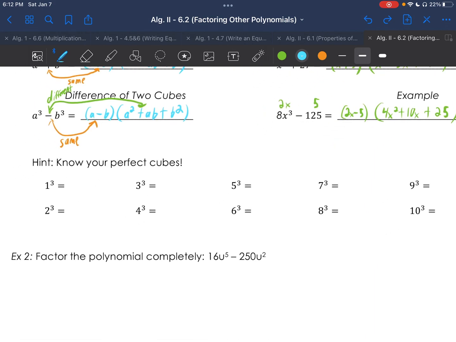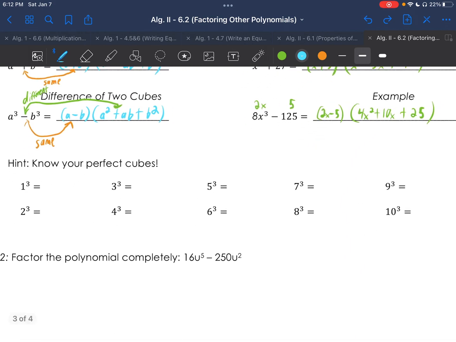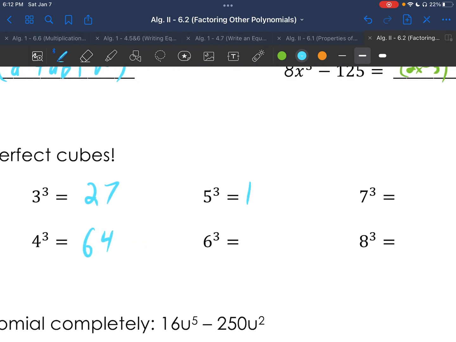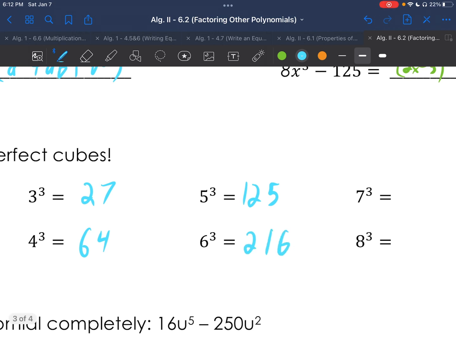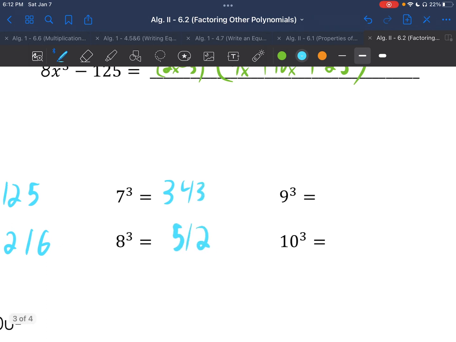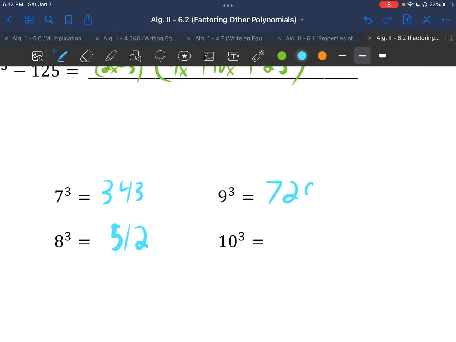Alright, so it can be very helpful to know your perfect cubes, but if you don't have them memorized, you can always find them by using a calculator as well. So 1 cubed is 1, 2 cubed is 8, 3 cubed is 27, 4 cubed is 64, 5 cubed is 125, 6 cubed is 216, 7 cubed is 343, 8 cubed is 512, 9 cubed is 729, and 10 cubed is 1000.